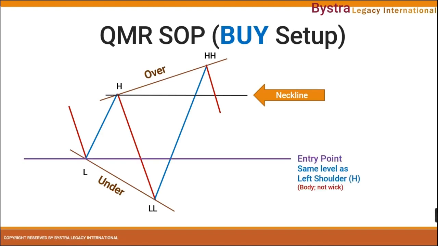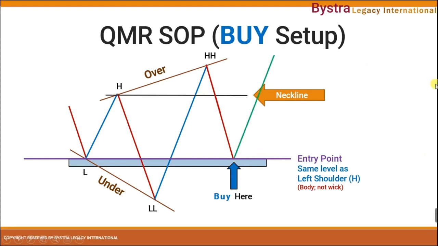The next thing we should do is to mark the entry point at the same level as the shoulder on the left side, at the body and not at the wick. We mark the zone all the way to the wick so it is easy for us to monitor. So we'll set our pending order at this entry point here. When price comes back to this area, it will continue to go upwards. So remember, once again, it must always be on a quick retest.